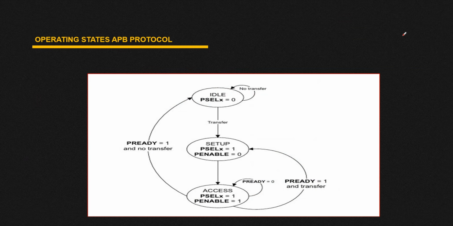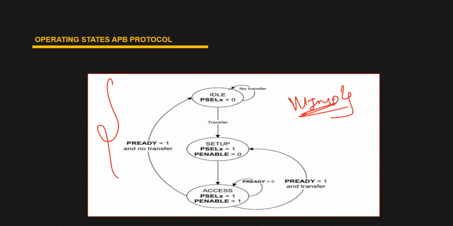Okay, then we have your operating states. Now see, this is a very important part. If you want to understand the APB protocol thoroughly, just focus on this. Whenever your PSEL and PENABLE are low, in that case you are in the idle phase. That means your master is in the idle state. He is not involved in any transaction.